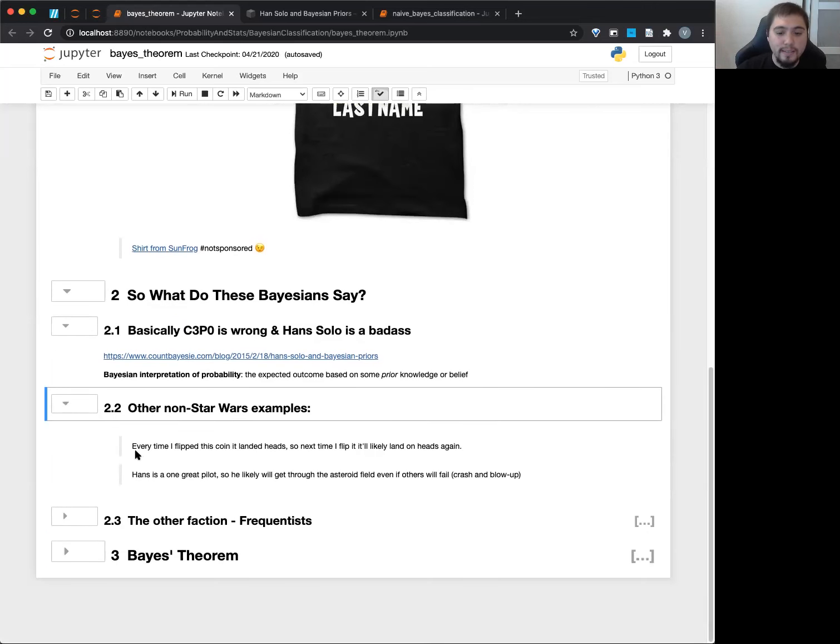Some other examples of this: everyone always complains to me about using coins in probability, but it just makes a lot of sense a lot of the time. Say every time I flip this coin, it lands on heads, so next time I flip it, it'll likely land on heads again. This might actually be kind of false, but think about if you flip the coin 5 times and you see heads every single time. You're like, whoa, maybe this coin is actually biased towards heads. Maybe it's a trick coin. So I might have a prior belief based on my knowledge of this trick coin that it's not 50-50, and then I would update it. If I flip the coin a 6th time and find it's heads or tails, I'd say, oh, I have to update my belief, it's probably not as likely as I thought.